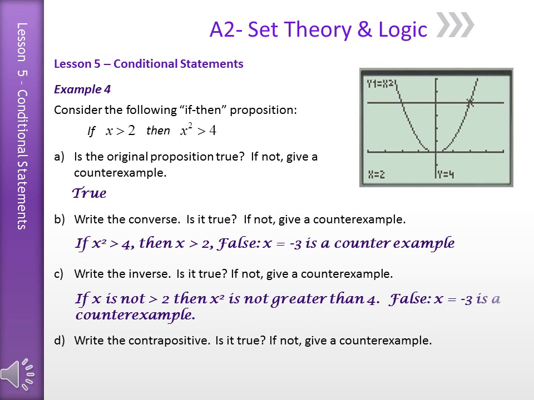Again, just by looking at our graph, we can see that when x is equal to negative 3, this statement is not true. So x equals negative 3 is a counterexample.